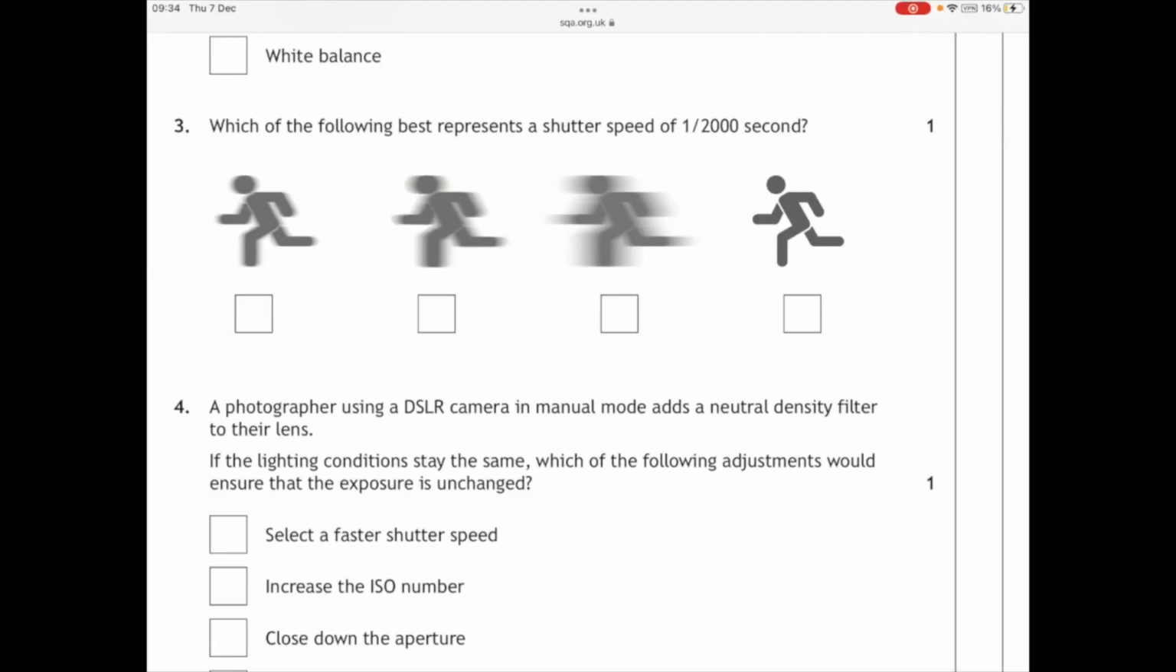Question 3. Which of the following best represents a shutter speed of a 2,000th of a second? Which image? You have this figure here, with 4 versions of the figure. Which one would have been used? Which image best represents 2,000th of a second? Okay.